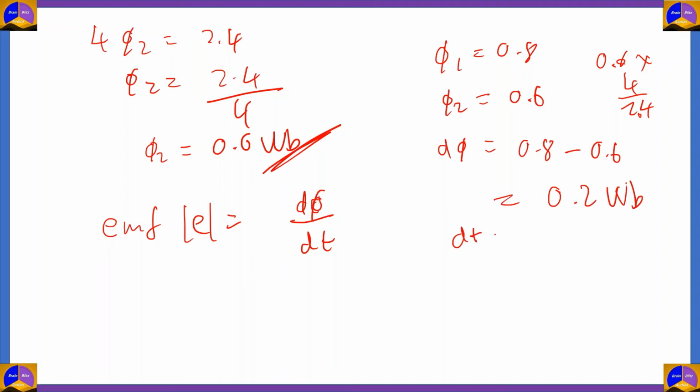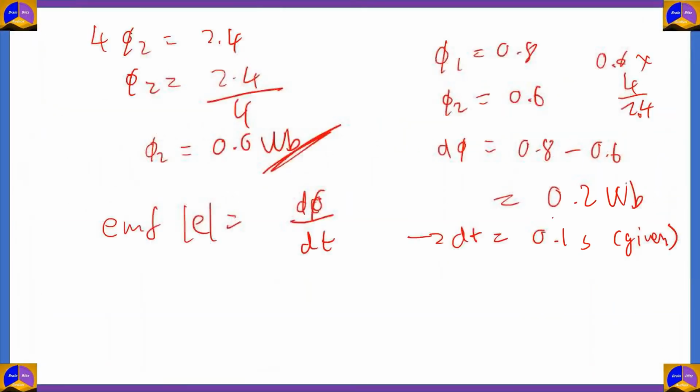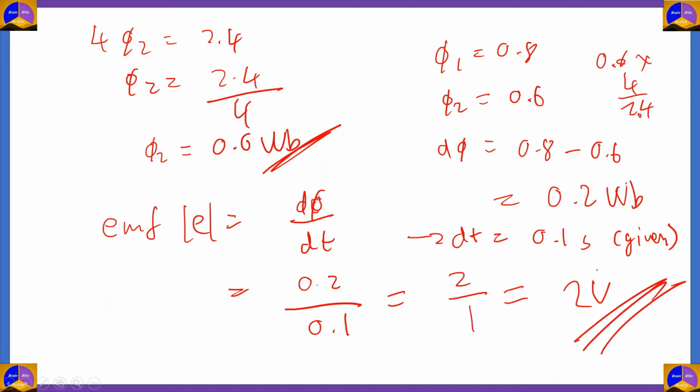And the value for dt, we already know, 0.1 seconds. This was given in our question, this part, if the current reduces to 1.5 amperes in 0.1 seconds. So that's where we found out the value for dt. So let's plug in the values. d phi is 0.2 divided by dt is 0.1. Again, multiply by 10 on both the numerator and the denominator. You get 2 by 1, which is equal to 2 volts.